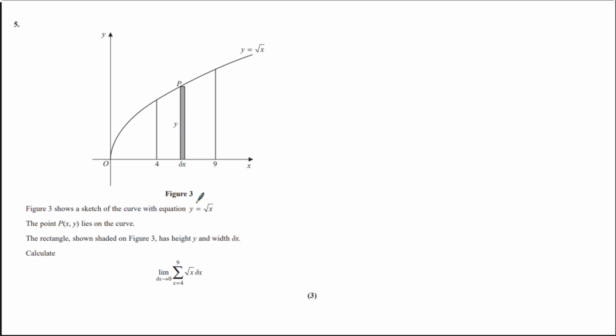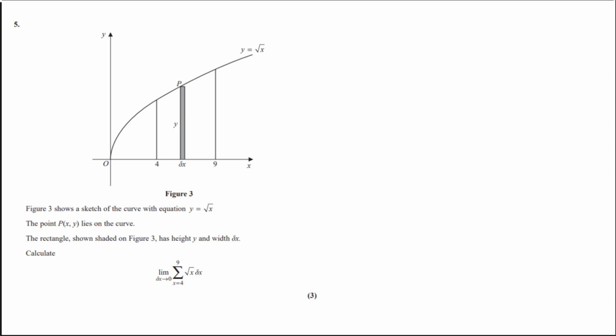So let's look at figure 3. So here we have the graph y is equal to the square root of x, we have a rectangle which has a width of delta x as we're told, and it has a height of y. And this rectangle touches the curve at the point P, which has a coordinate (x, y), which just means that the height y is the value of the function y equals the square root of x evaluated at the point x.